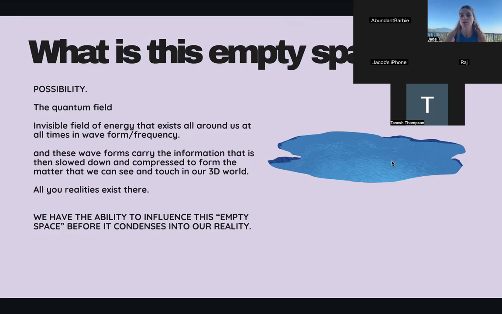To simplify this idea, you can think of this beautiful pond that I show right here. This pond looks still, right? It looks completely still. And you might even say stagnant. Now, first of all, underneath it is life. It's moving. It's constantly moving. It just looks still on the surface level. It looks empty. But if we were to drop a pebble into this pond, it would ripple.